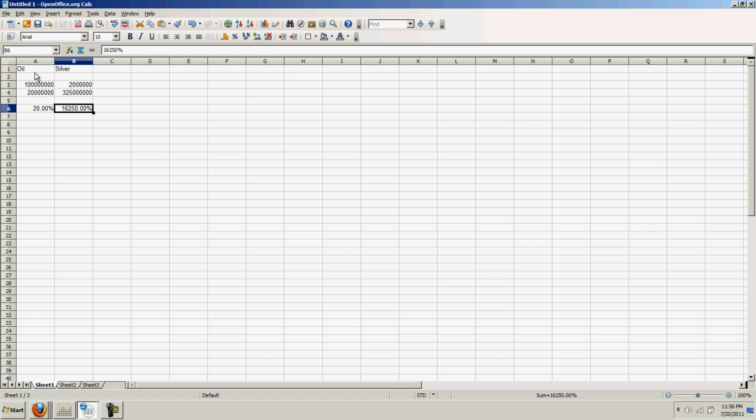So oil, only 20% of the amount of oil that's used every day is traded on the futures exchange. In other words, paper oil. But with silver, 2 million ounces of physical silver is used per day, but 325 million ounces of silver is traded every day, 16,250%.